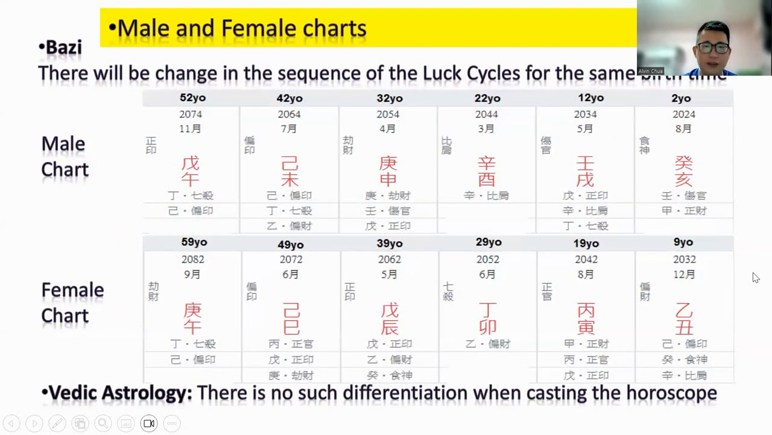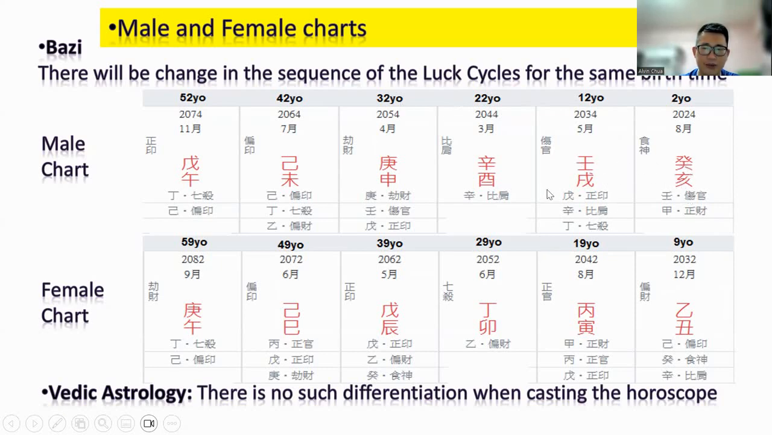The other difference between the two systems is that in 八字 there is emphasis on male and female charts, because whether it's a male or female chart will decide the sequence of the luck cycle. So these are two charts, same time, same date of birth. But if it is a male, the luck cycle starts at 2 years old, then every 10 years it changes. Okay, you see the elements here are different.